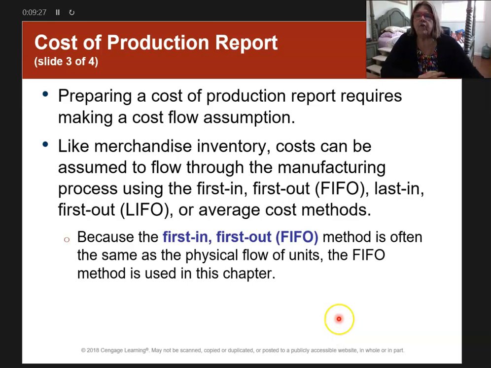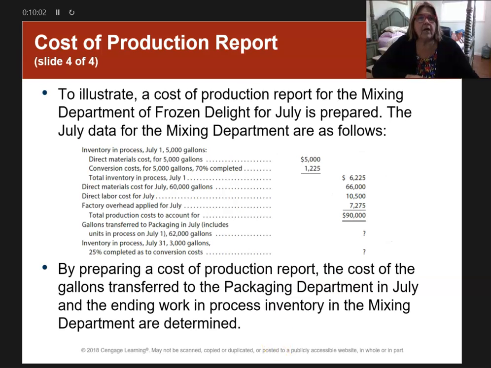Before we get started, we're going to look at our cost of production report. It requires making a cost flow assumption. As I was telling you earlier, we're going to be using FIFO for almost all of the examples in this book. Matter of fact, right here, FIFO method is used in this chapter. That's first in, first out. You have to remember from accounting 1A or financial accounting that the first inventory in is the first inventory that will move on to the next department. We're going to stop here after this slide, and then we'll start headed into the steps.